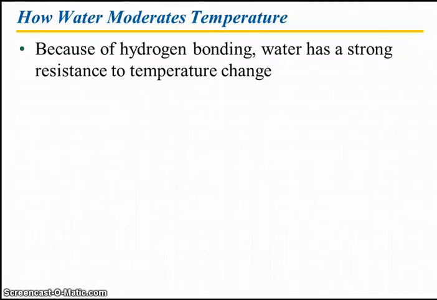Now we said water moderates temperature. What that means is water has a strong resistance to temperature change. So if we want to change the temperature of water, we need to put in a lot of energy. Think about when you boil water on a stove. If you just heat the metal pot, it heats up really fast. The metal has a low specific heat capacity. It's really easy to change.